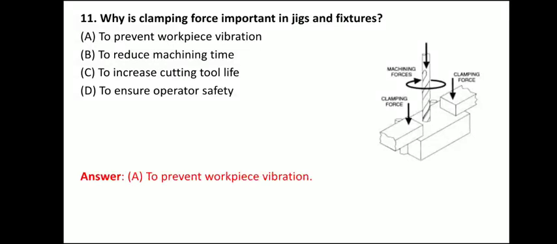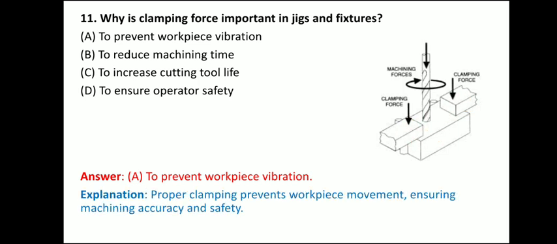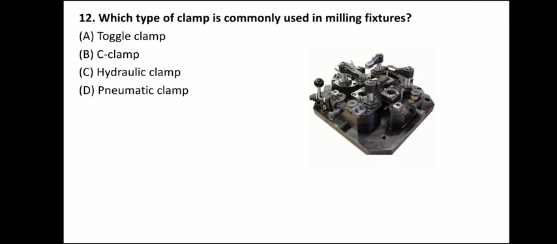Next question: why is clamping force important in jigs and fixtures? The answer is to prevent workpiece vibration. Here you can see these are the clamping elements, and why is this important? Because it prevents workpiece vibration. Proper clamping prevents workpiece movement, ensuring machining accuracy and safety. Next question: which type of clamp is commonly used in a milling fixture?